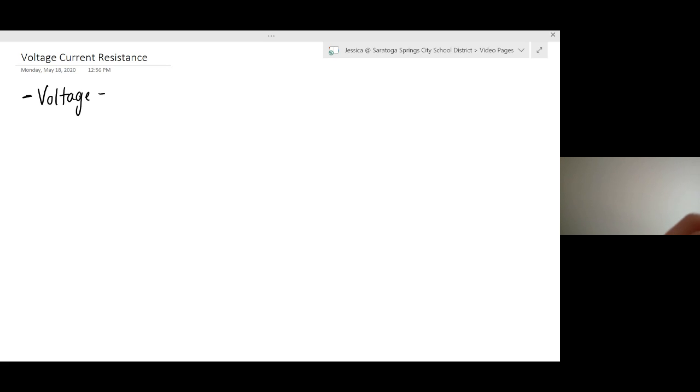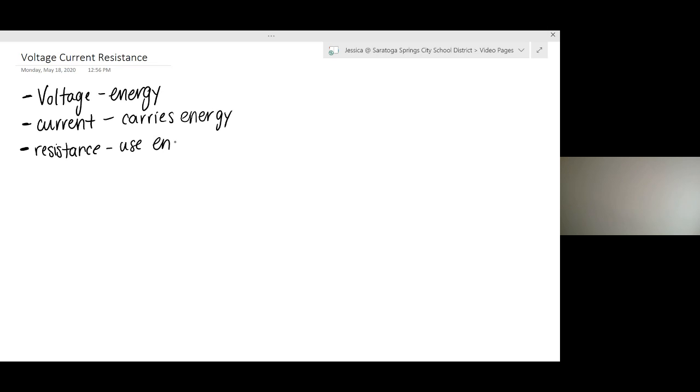Okay, so all circuits, in order to work, need three things. We need voltage, which is the energy source for the circuit. We need a current, which is something that carries the energy. And lastly, we need some type of resistance, and that's what's going to use the energy in the circuit. So those are the three basic things that all circuits need to work: a voltage, a current, and resistance.